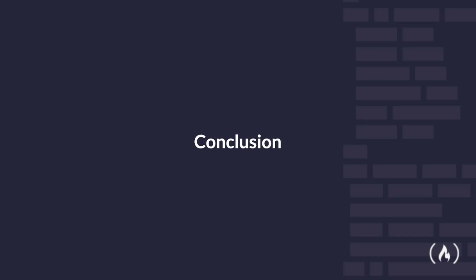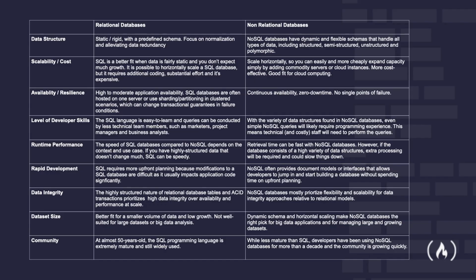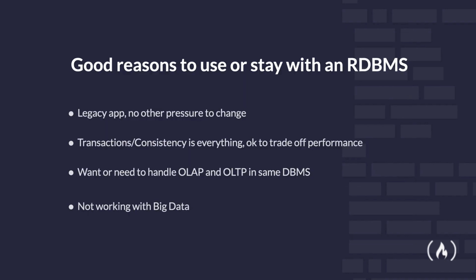Now, let's finish off the course with a summary of when to use relational and/or non-relational DBMSs. While NoSQL databases have many advantages, they're not the right choice for every situation. Sometimes sticking with a tried and true SQL database is the way to go. Summing it all up, here are some good reasons to use or stay with an RDBMS, or relational database management system. If these are true, it may not be worth switching. Instead, augment existing apps with NoSQL.